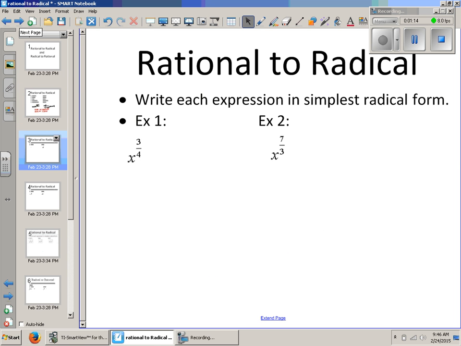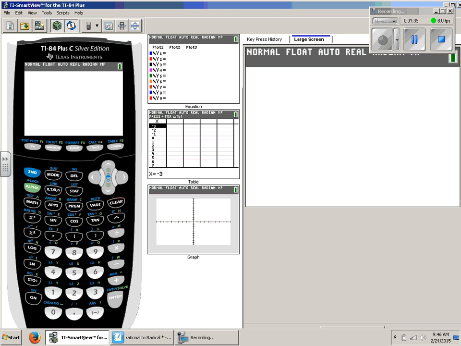So we're going to write each expression in simplest radical form. So we're going to write our radical symbol first. The base is x. The numerator, we said, becomes the exponent, and the denominator becomes the index. So we have the fourth root of x cubed. Now let's go and check this.